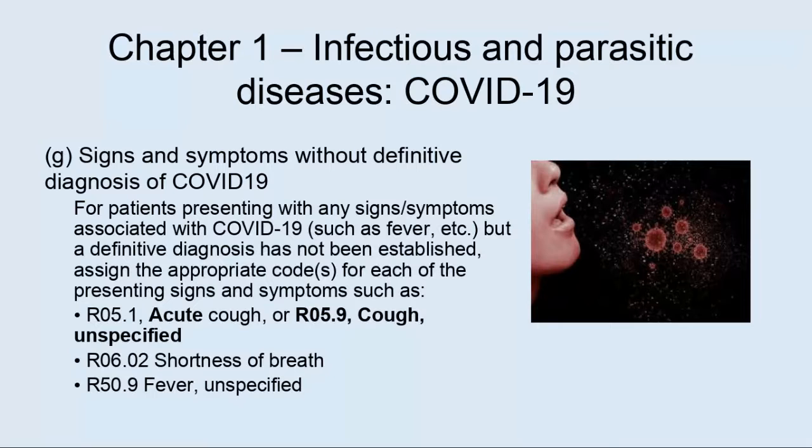So signs and symptoms without definitive diagnosis of COVID, they added this in the list of presenting signs and symptoms. So if they don't have a diagnosis of COVID, you report the signs and symptoms. And this reflects the changes to cough, R05.1, acute cough, R05.5, cough unspecified. Those are new codes, and so that's reflected in the guidelines.